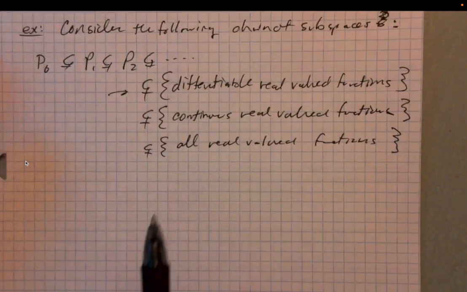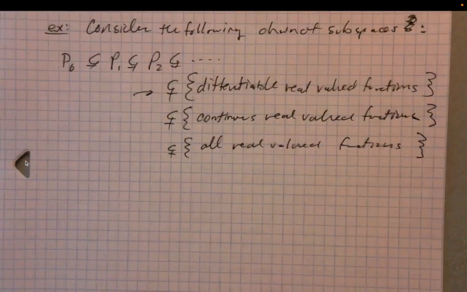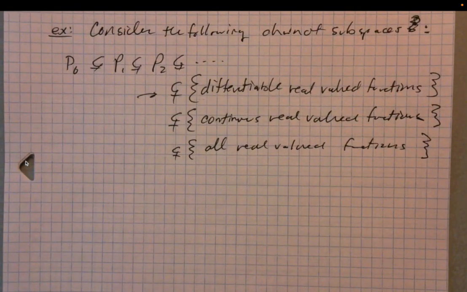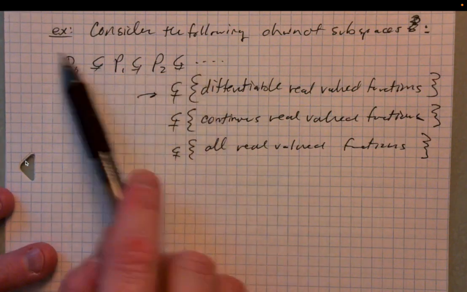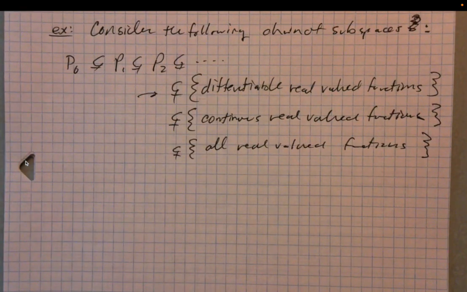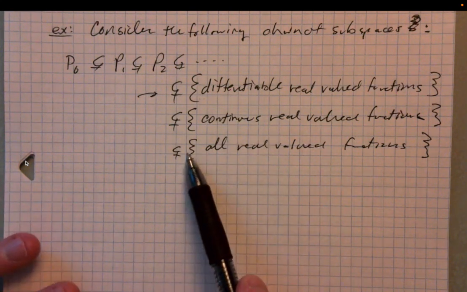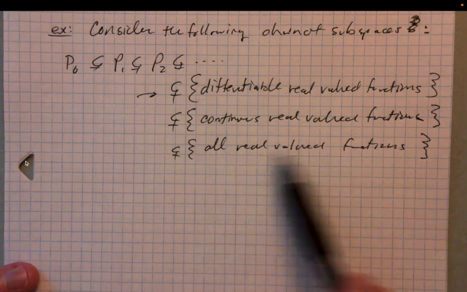The context here, if you think back to your calculus classes, a lot of the discussion was that something needed to be continuous in order for it to be differentiable, but it was possible for some continuous functions to not be differentiable, and so on. So there's a whole chain of subspaces that are laid out that you could consider to be subspaces of all real valued functions.